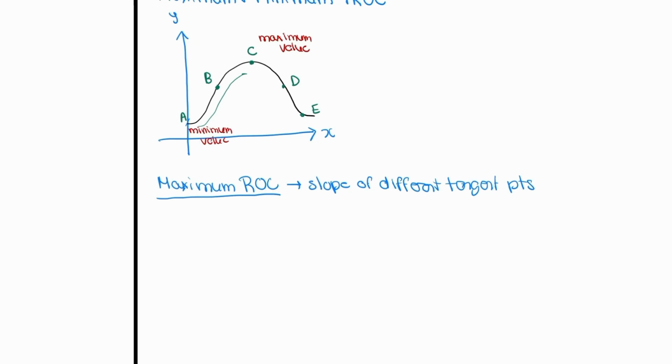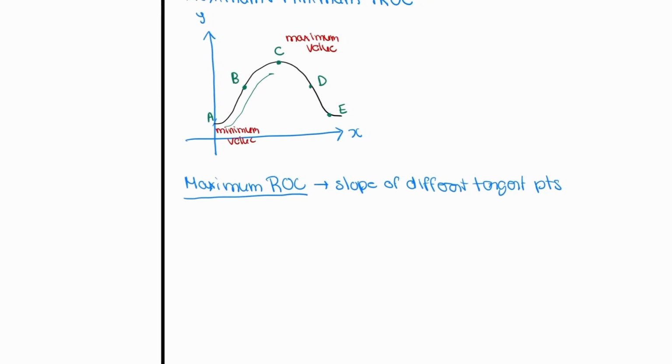And that's going to be important when we start talking about the maximum rate of change and the minimum rate of change. Okay, so I've added some points. Now let's look at the slope. So when we're at point A, my slope is 0. So let's record that. My slope at point A is 0.